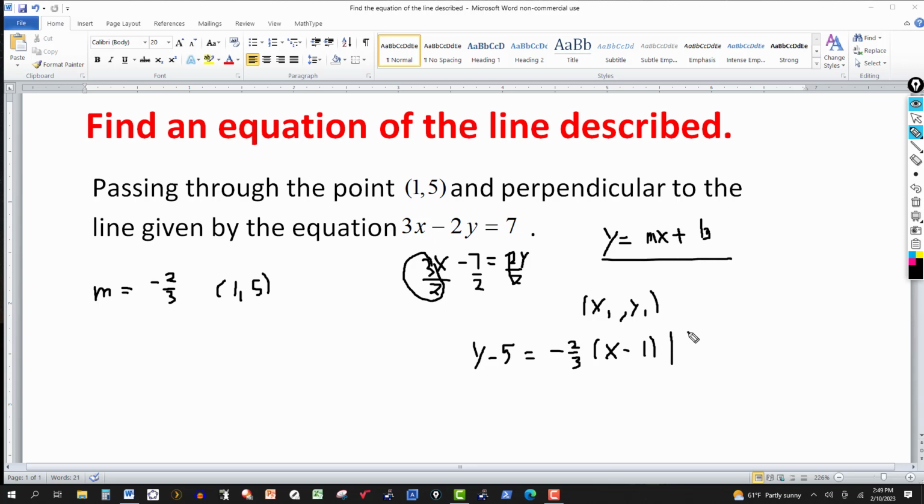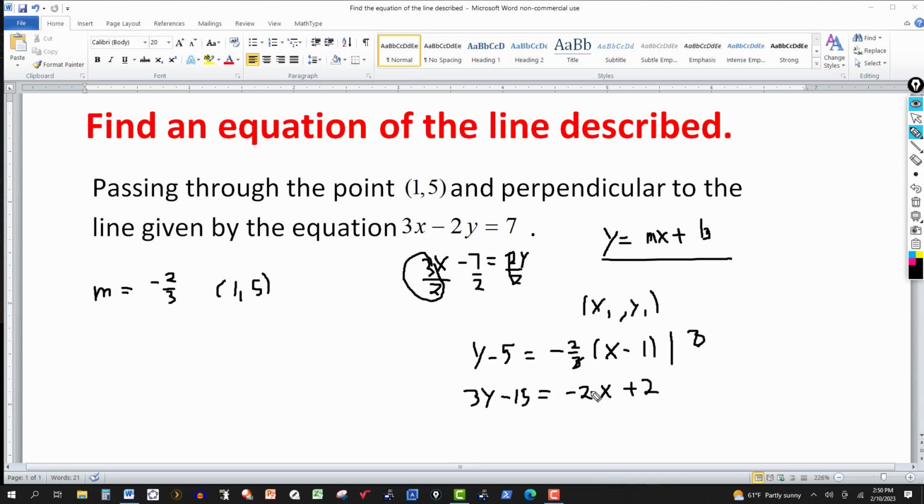So I'm going to multiply through by 3 here. Then this will be a 3y here; 3 times y is 3y. 3 times minus 5 is minus 15. On this side, the 3 here and this 3 here cancel. I'm left with a negative 2. Negative 2 times x is negative 2x. Negative 2 times a negative 1 is a plus 2.